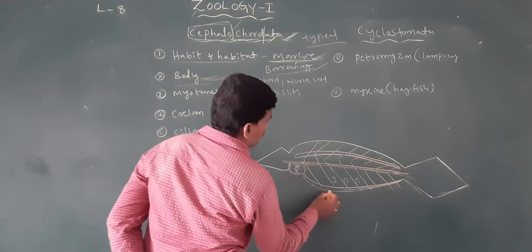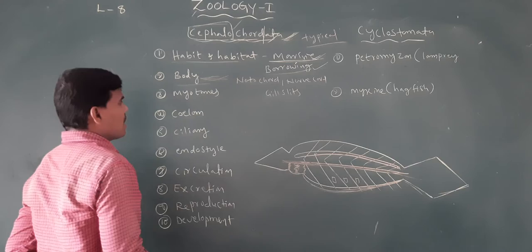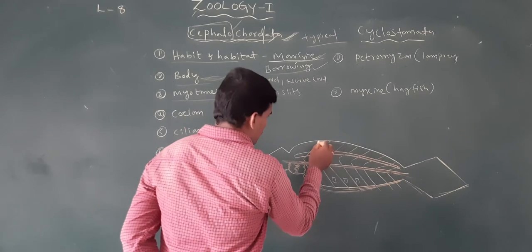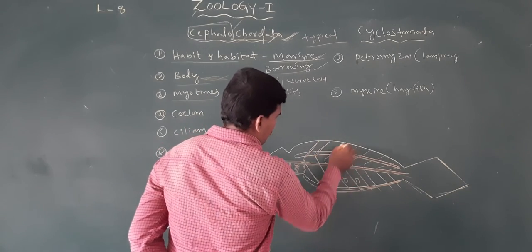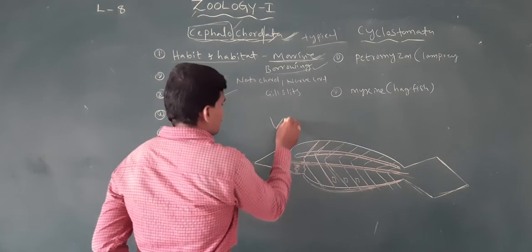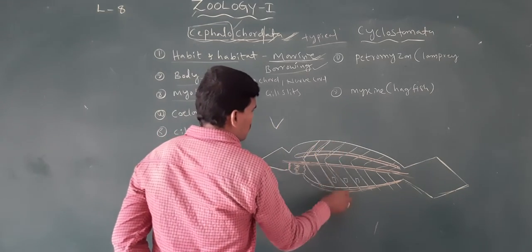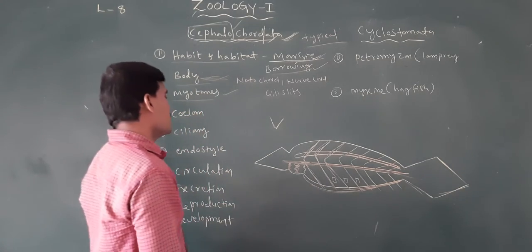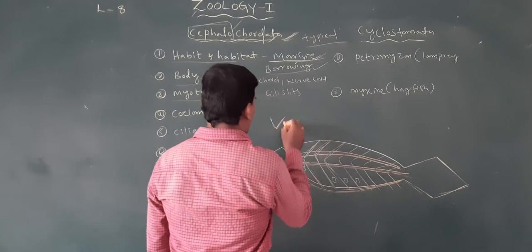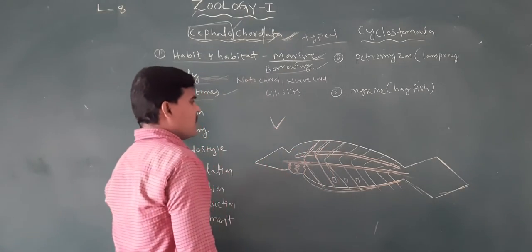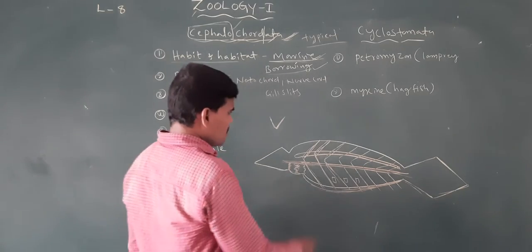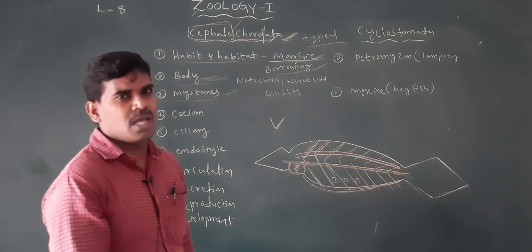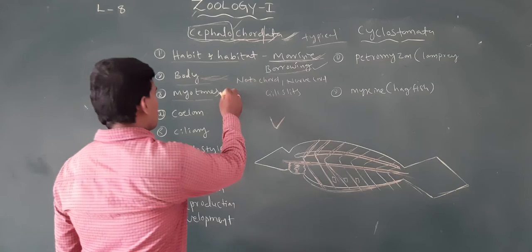The body is covered by the pleural membranes on the ventral surface. Next, myotomes. Myotomes are myomeres, V-shaped. The contraction and relaxation of the numerous V-shaped myomeres, or myotomes, produces the movement of the body.